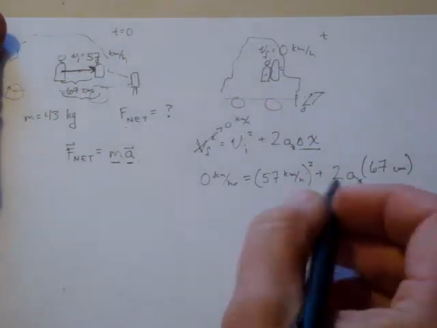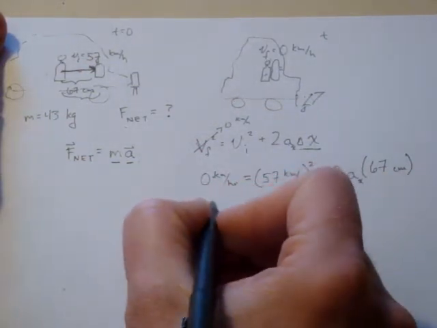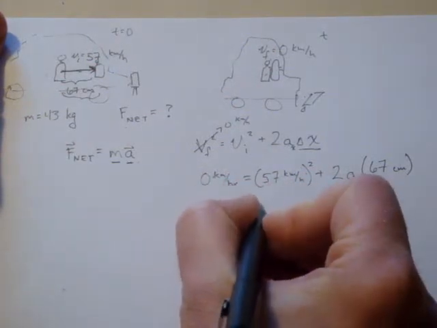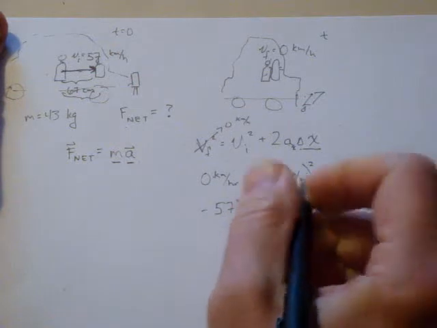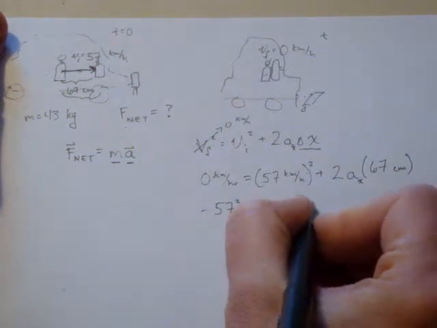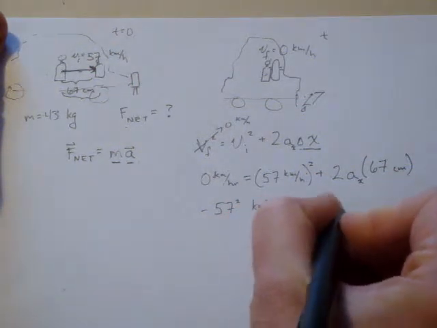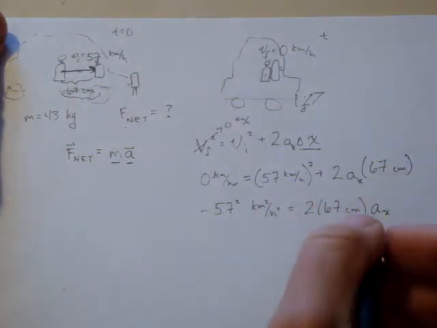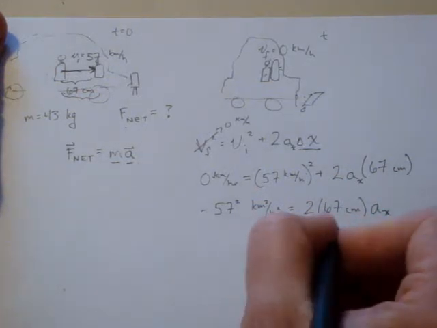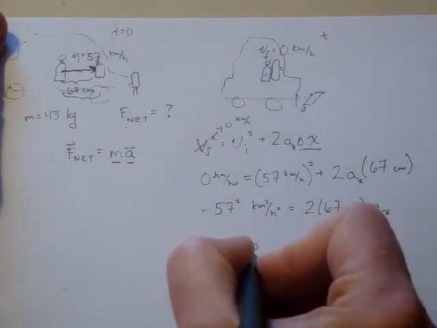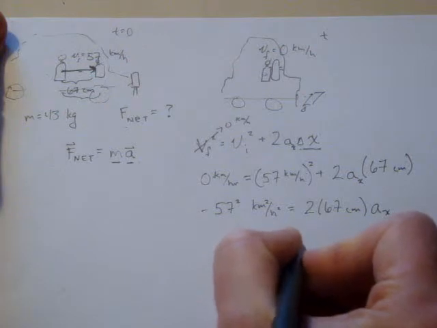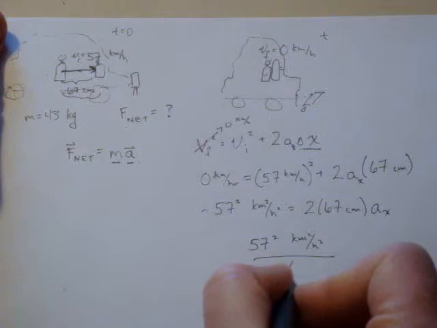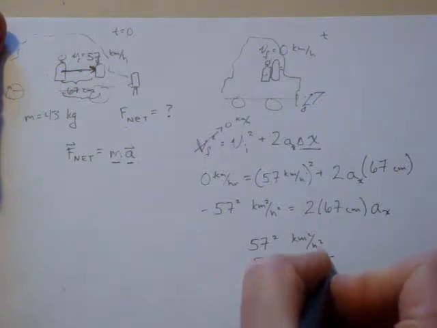So when I start to calculate this, I'm going to square this value and then subtract it. So it's going to be minus 57 squared kilometers squared per hour squared. And that's going to equal 2 times this value of 67 centimeters times the acceleration. And then when I divide through both sides, I'm going to have 57 squared kilometers squared per hour squared divided by 2 times 67 centimeters.